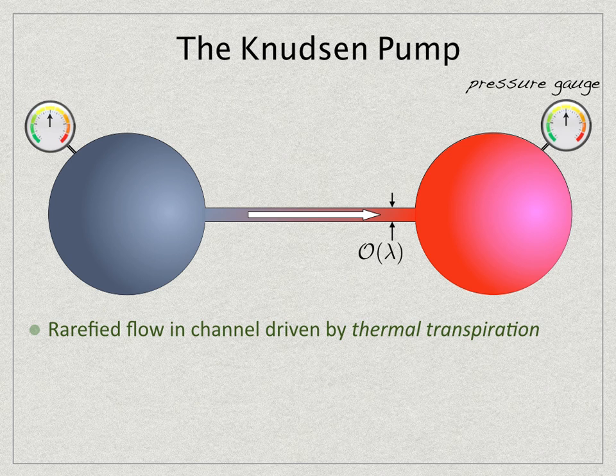So the Knudsen pump works because that flow from the cold reservoir to the hot reservoir creates a pressure change in the hot reservoir as more mass gets transferred. And that pressure difference then drives a flow back from the hot reservoir into the cold reservoir. So what you have is a zero net flow in the steady state. So there's a core region of flow going from the hot to the cold, and near the walls of the channel there is a thermal transpiration flow from the cold to the hot.